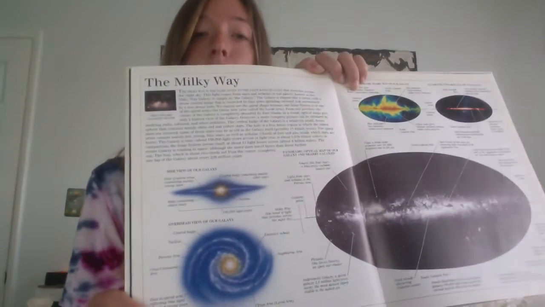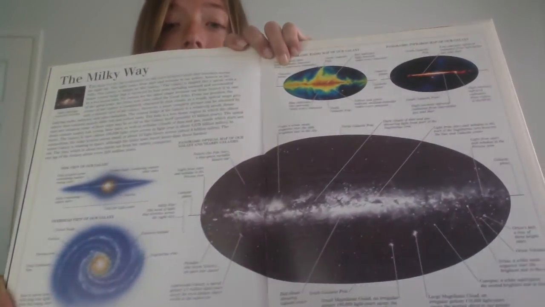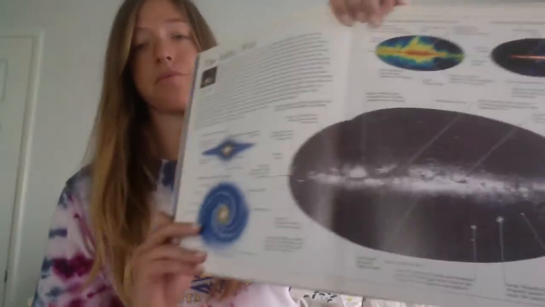Okay? So, a galaxy is a huge mass of stars, nebula, and interstellar material. So that's everything that our Milky Way galaxy is made of. Okay? And here's a picture of the Milky Way galaxy. That's our galaxy.